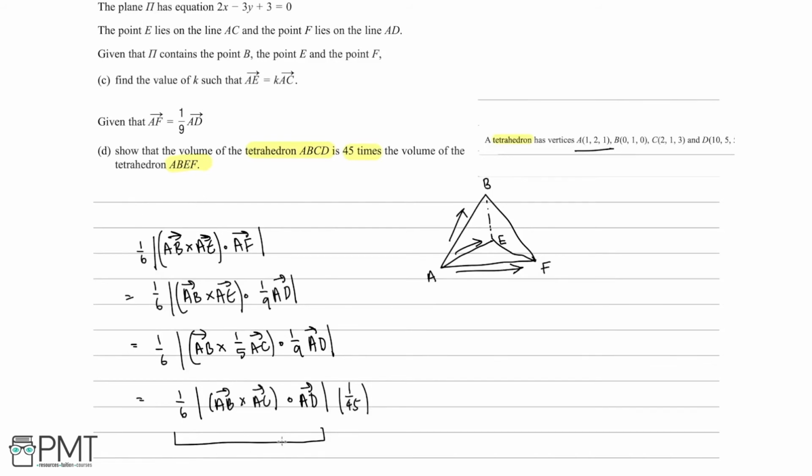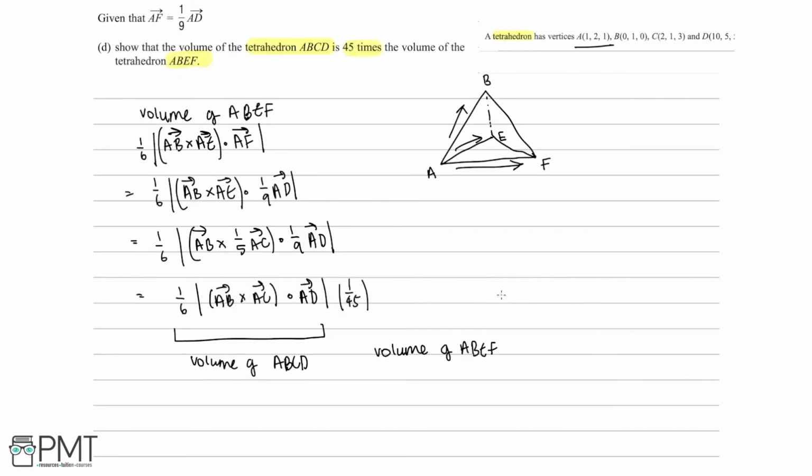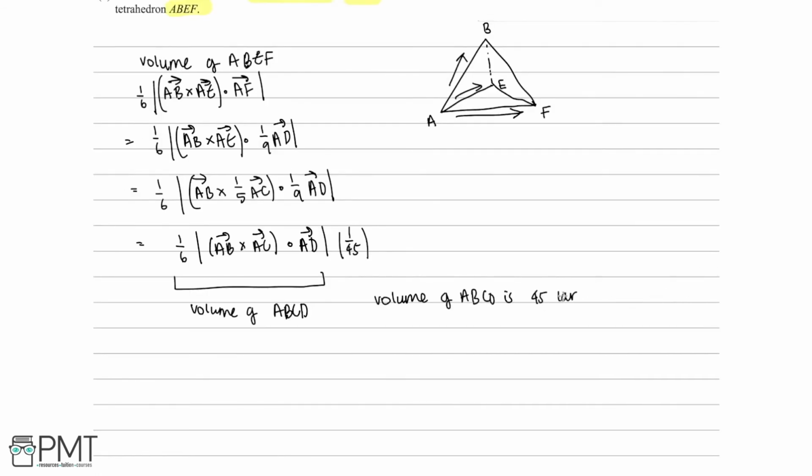And because this over here is the volume of our tetrahedron ABEF, this means that the volume of ABCD is 45 times the volume of ABEF, as this is the volume of ABCD. Hence, we've answered our question. The volume of ABEF is 45 times smaller than the volume of ABCD.